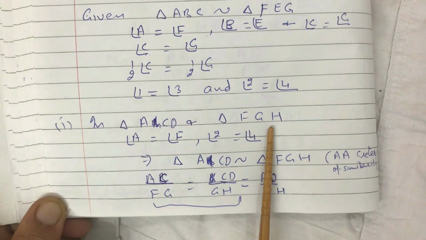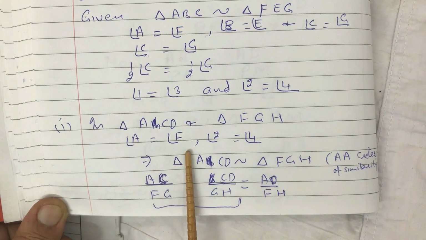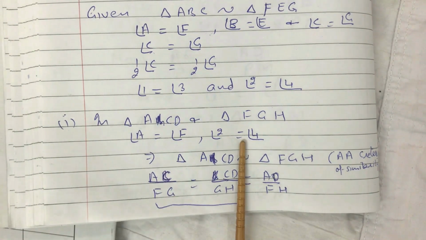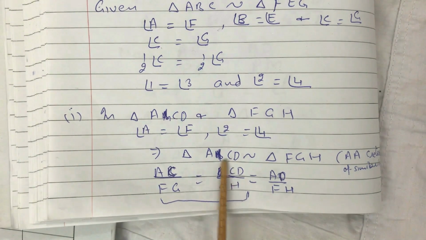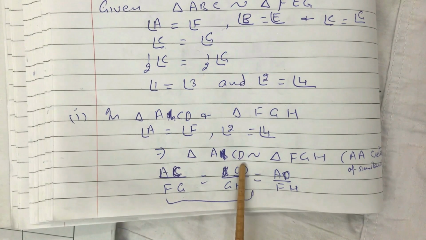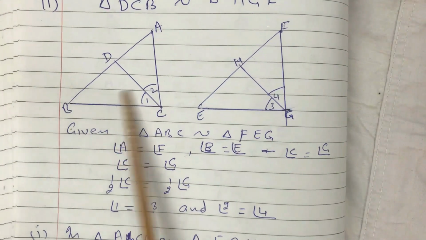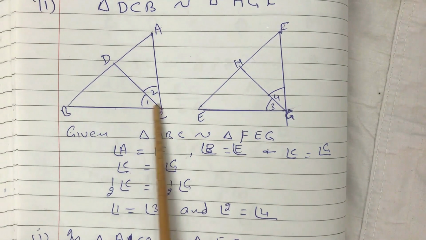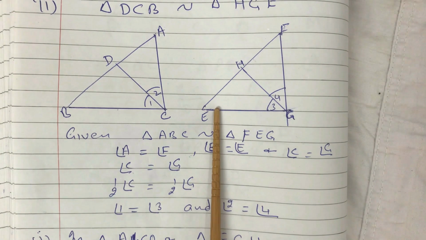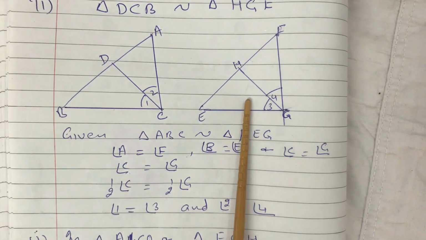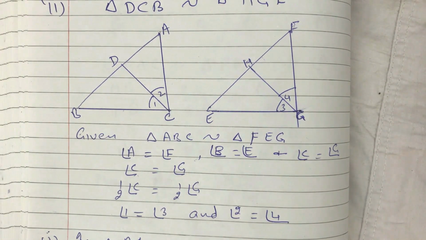And you see here, triangle ACD and triangle FGH, angle A is equal to angle F, angle 2 is equal to angle 4. So both the triangles are similar, sides are proportional, and this is what we want to prove. And now we are going to prove this triangle and this triangle are similar, and they are similar. Angle 1 is equal to angle 3, angle B is equal to angle E. So again both the triangles are similar. This is what we want to prove, and this is what I have written on the next page.